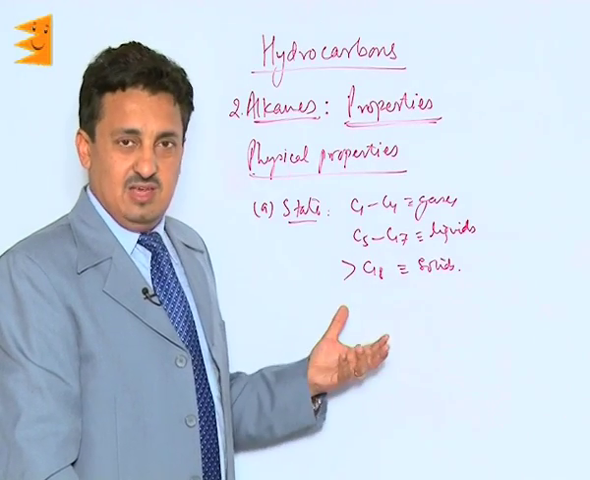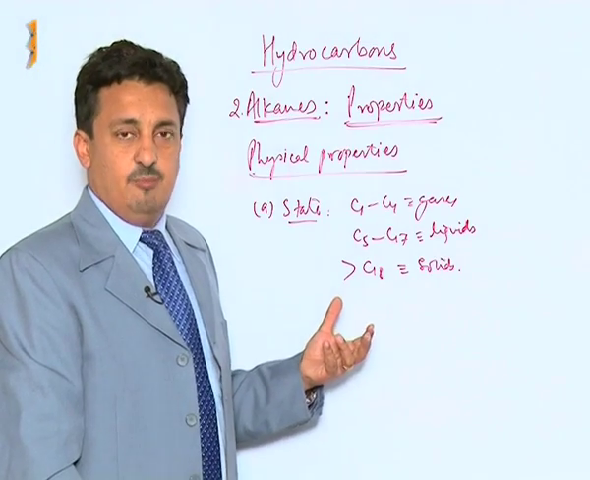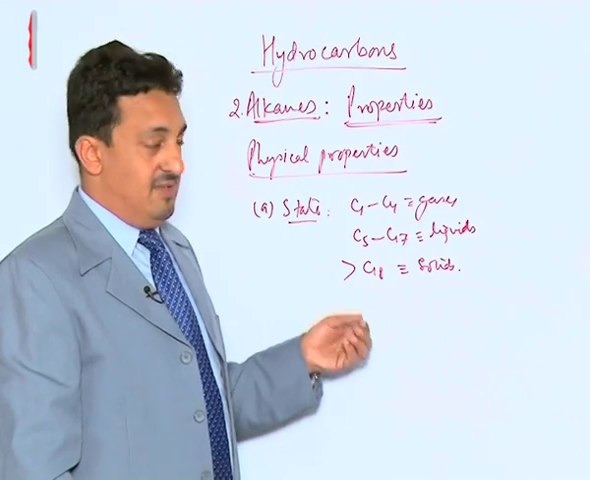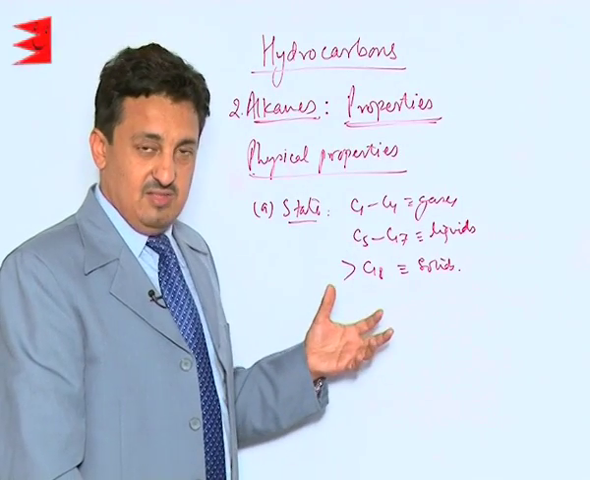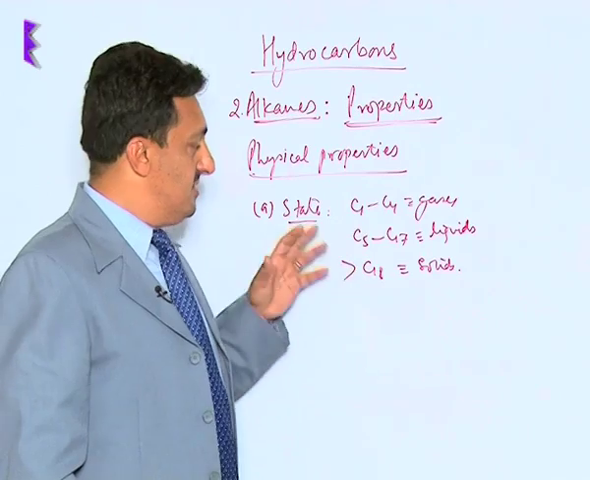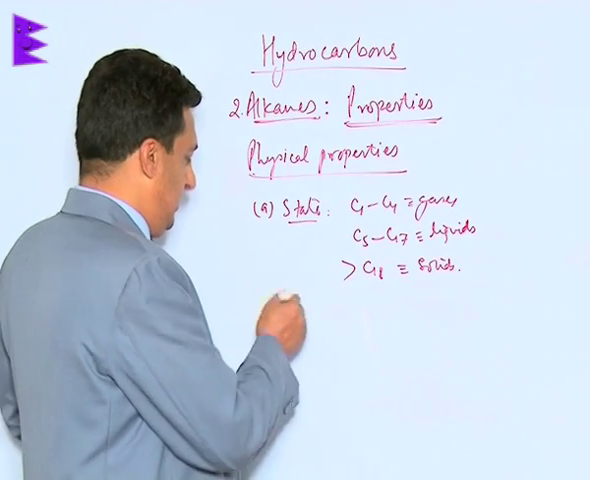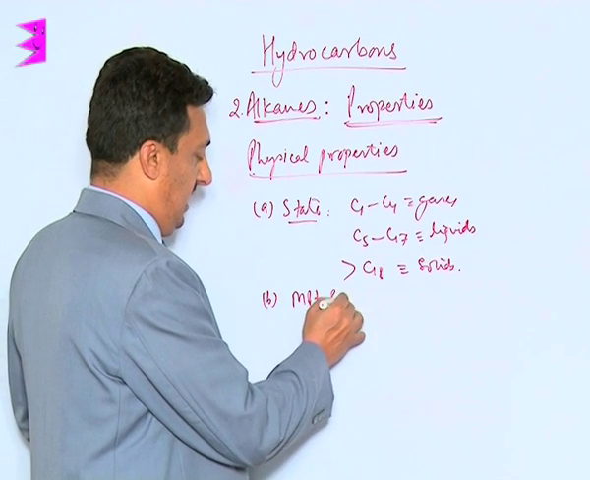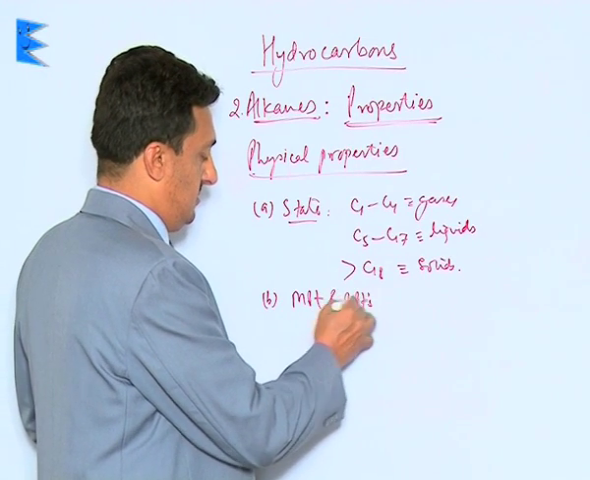They don't have any color, and they have no polarities in their bonds, so that is why they have the least affinity, and that makes them least reactive. That is why we call them paraffins. So that's their basic state. Now let us talk about their melting points and boiling points.